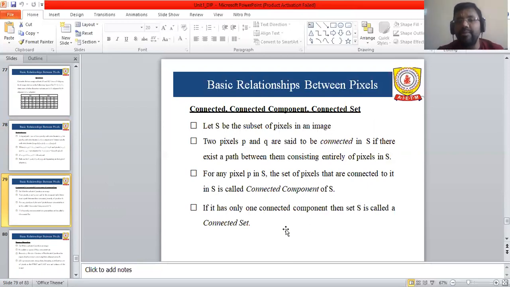So in brief, two pixels P and Q are said to be connected in S, a subset of pixels in an image, if there exists a path between them consisting entirely of pixels in S. Now we take any pixel P in S, and the set of pixels that are connected to it in S is considered the connected component of S. If it has only one connected component, then the set S is called a connected set.